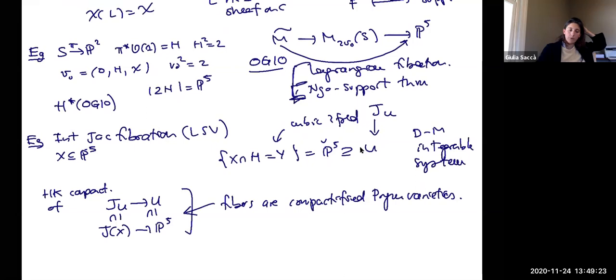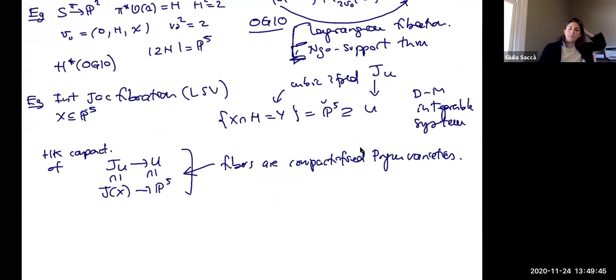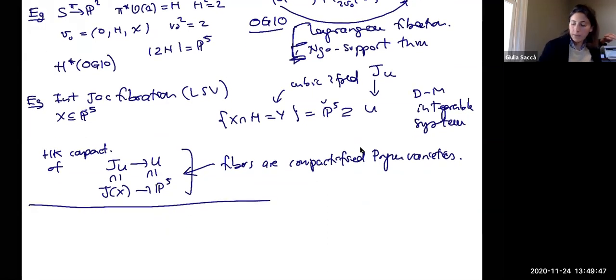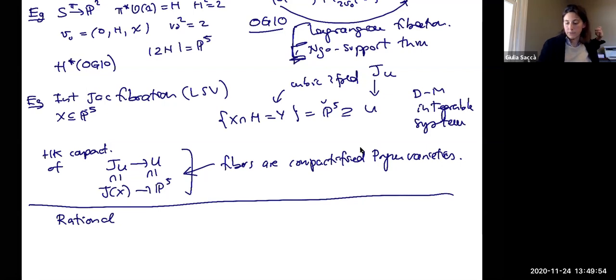Okay, so this is the end of the general introduction. What I wanted to do now is use some of these things that I've introduced in the first part of the talk to talk a little bit about rational curves on K3s. And then from next time, we'll talk about rational curves on hyperkähler manifolds.